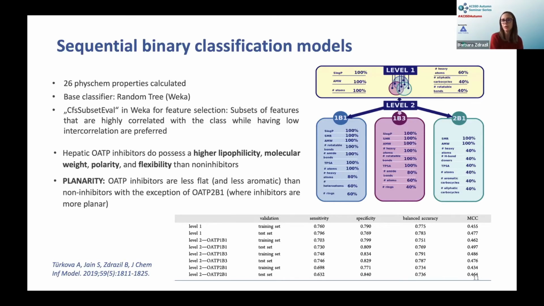But I also have to say the OATP2B1 data set is much smaller than the OATP1B1 and 1B3 data sets, and might also be a little bit more focused on a certain chemical space, because we found more planar compounds in the inhibitor data set. So we shouldn't forget about this as well.